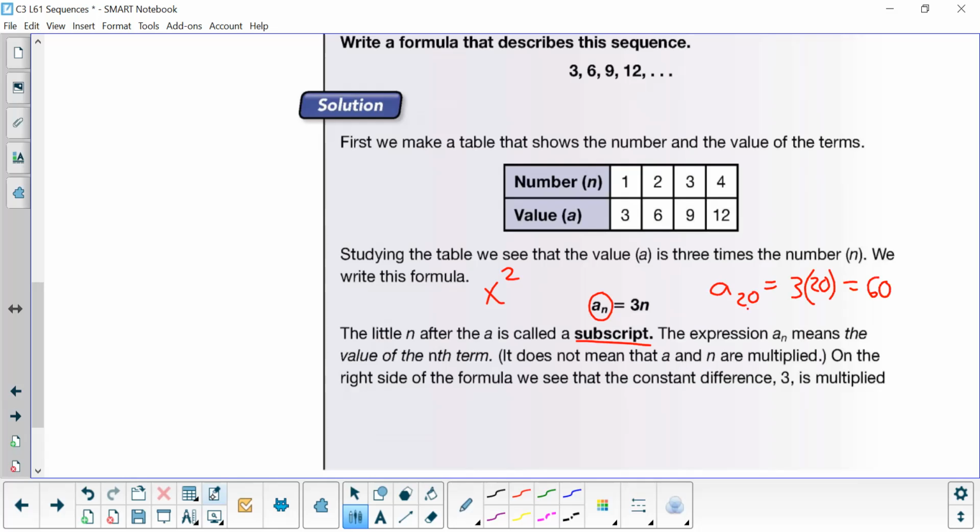So as we did before, we could find the pattern of multiplying by 3, and I could continue multiplying until I get to the 20th term. But with my formula now, I jumped right to the 20th term and found out it was 60.